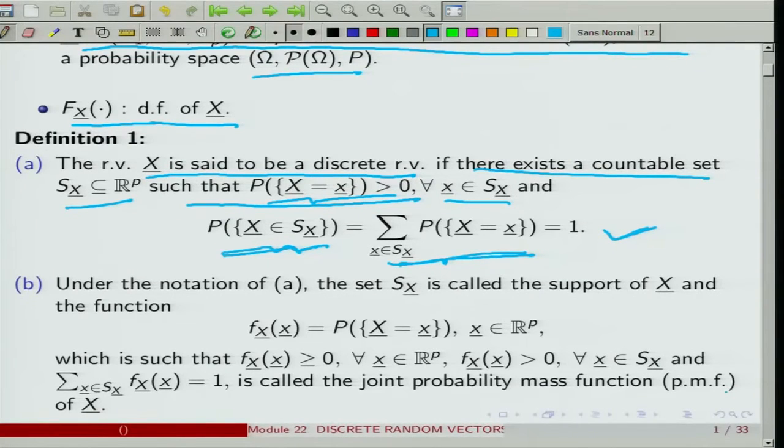Now, under the notations of definition 1a, this set S_X is called the support of X, exactly the same way we did it in the case of random variables in R^1. And this function f_X(x), which gives me probability X equal to x, that means probability of singletons, is called the probability mass function of random variable X. Note that this function f_X, because it is a probability, is always greater than or equal to 0, and it is positive for every x belonging to S_X because of this condition, and the summation over x belonging to S_X of f_X(x) is 1. So, this probability mass function satisfies these properties.